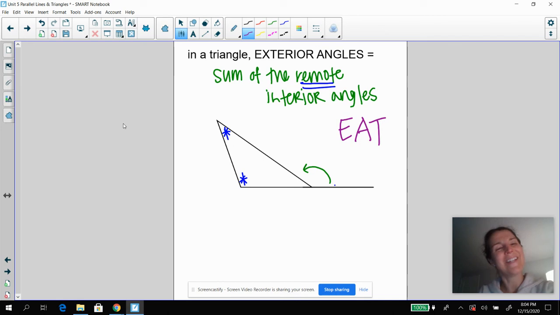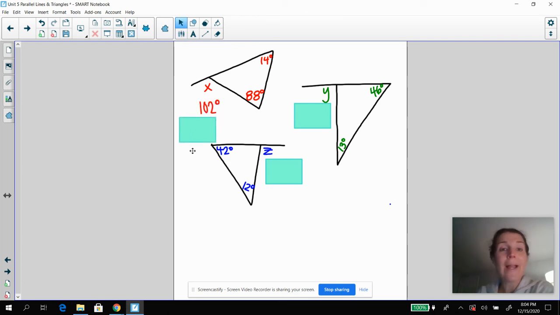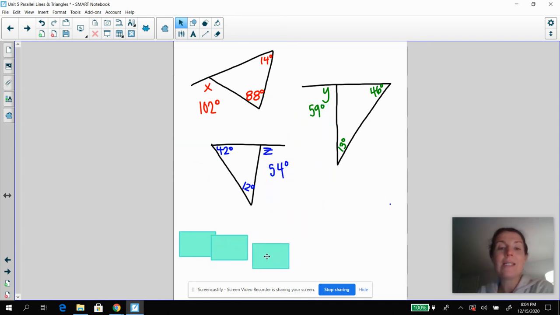All right, so we are going to move on to the next and last slide of this lesson. I want you to pause the video and solve for X, Y, and Z. Okay, we're back. So hopefully you found this really easy using the EAT. So I got that X is 102, whoop, whoop. Y is 59 degrees, and Z is 54 degrees.